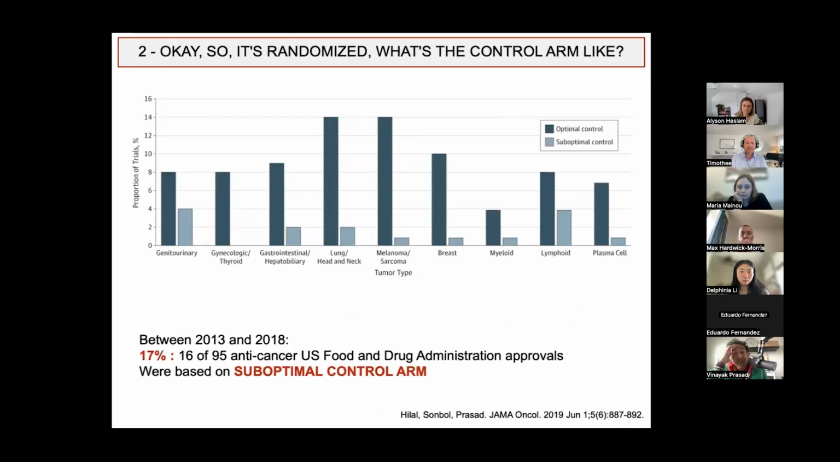Okay, so now let's say you're in the 2/3 of oncology studies that are randomized. Well, what should you be looking for now? Well, I think the first thing you should look for is the control arm.